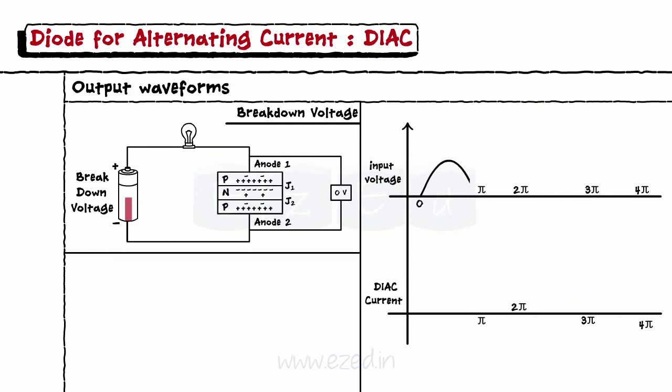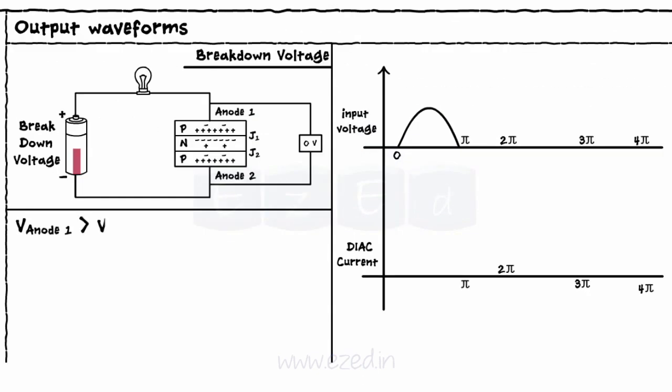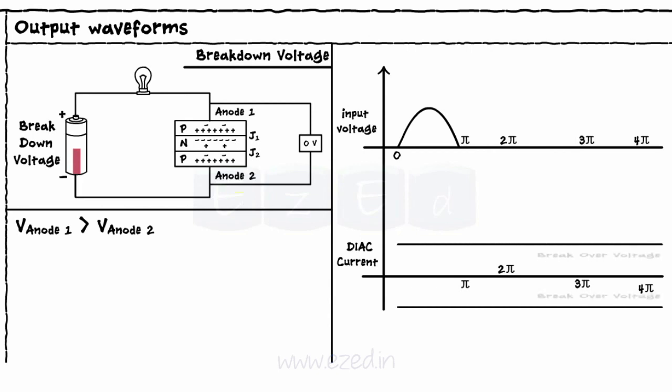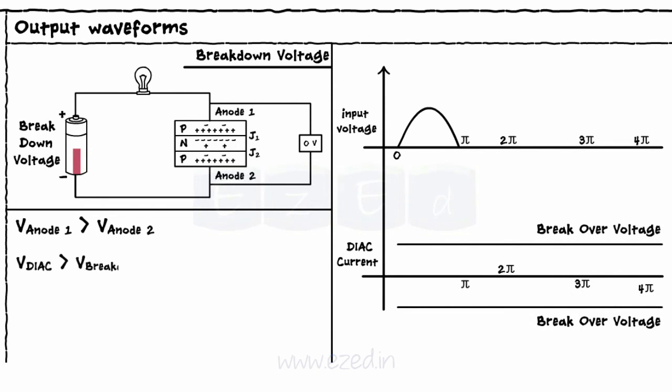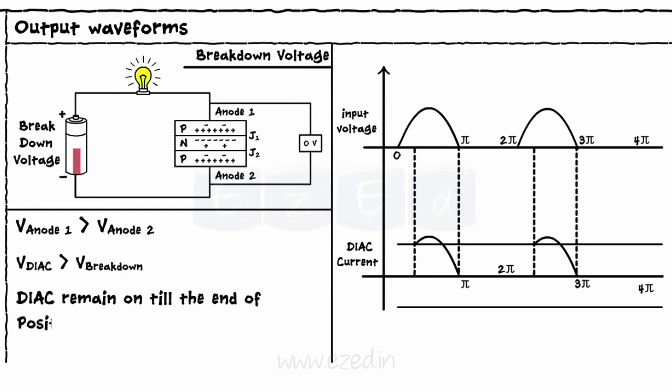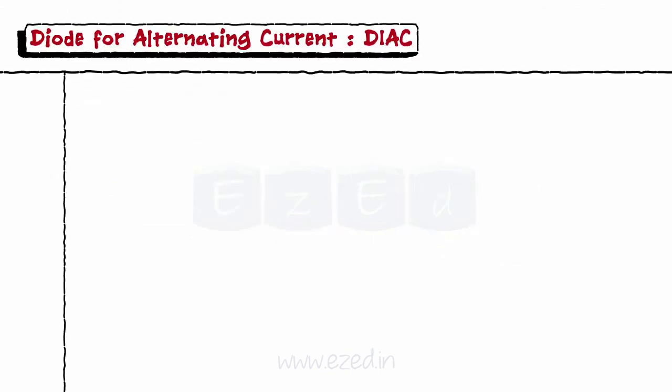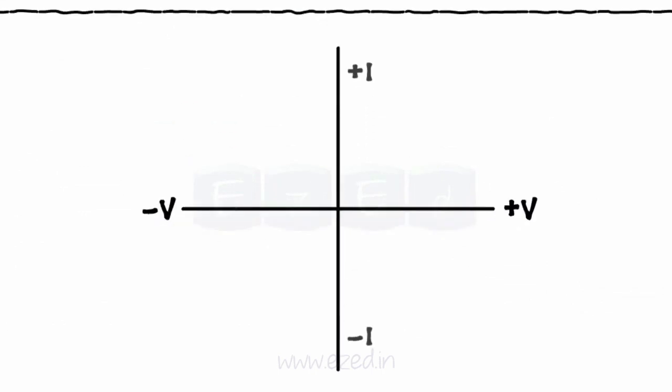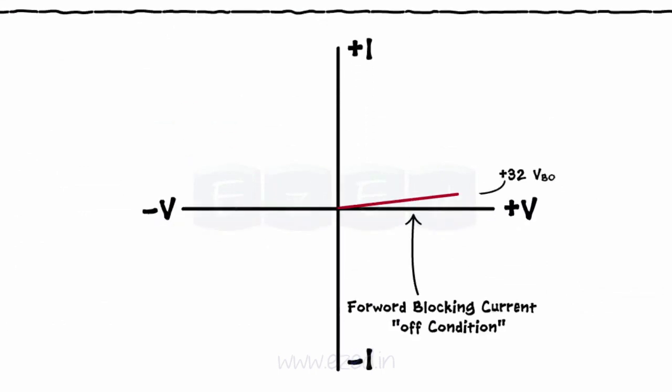Consider the positive half cycle first, in which anode 1 is at a higher potential than anode 2. The two horizontal lines above the zero line represent the breakover voltage level. The DIAC switches on only when the voltage across it exceeds the breakover voltage. Thus, after the point A, the DIAC switches on as the voltage across it exceeds the breakdown voltage. The DIAC remains on till the end of this positive half cycle. Till the breakdown voltage, the current through the DIAC is zero, but after the breakdown voltage, the current conduction increases rapidly.